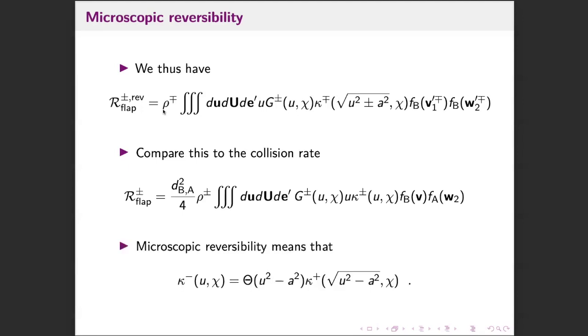And microscopic reversibility means that you then need to impose this for kappa. So this is the reactive volume, which is the volume around this chemical. To bring about this reactive collision, the forward and the reverse need to relate in the following way, so that you have microscopic reversibility.